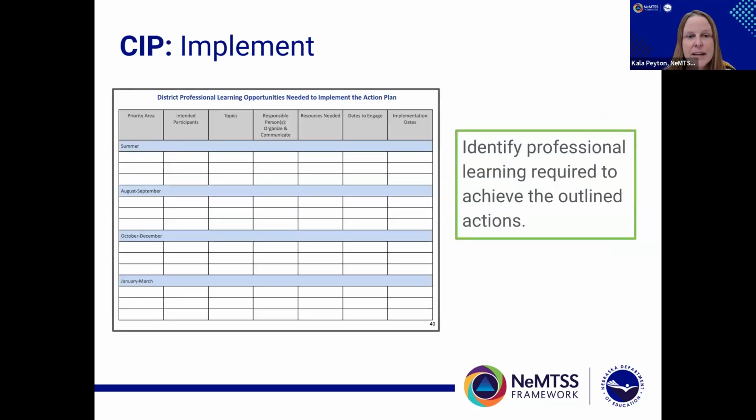The CIP template has an additional section where school teams can record more specific information regarding professional development. In this section, school teams can specify the priority area or goal connected to the professional development, the topic of learning, the staff who are targeted for learning, the persons responsible for the delivery of professional development, resources needed, and the timeline associated with professional learning.